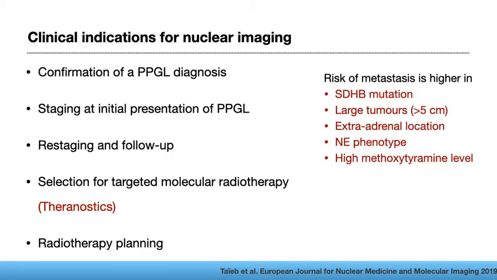Another indication of nuclear imaging is for staging purposes, whenever the risk of metastasis is high, such as in patients with SDHB mutation, in patients presenting with large-sized primary tumors more than 5 centimeters, in patients with extra-adrenal location, and finally in patients with norepinephrine or dopamine phenotypes.